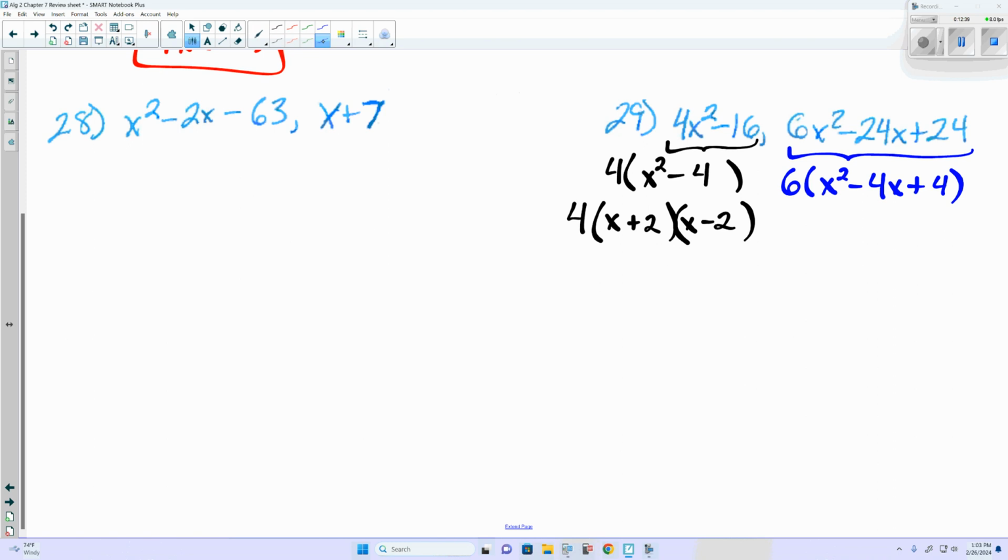So if we factor the 6 out of 6x squared minus 24x plus 24, we get 6 times x squared minus 4x plus 4. So we're just dividing each of our original terms by 6, and we put it out front. X minus 2 squared. Since the third term is positive, our signs are the same, matching the sign of the middle term, negative and negative. Factors of x squared are x and x, and our factors of 4 are 2 and 2.